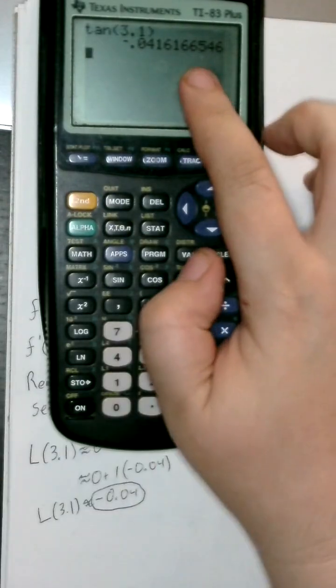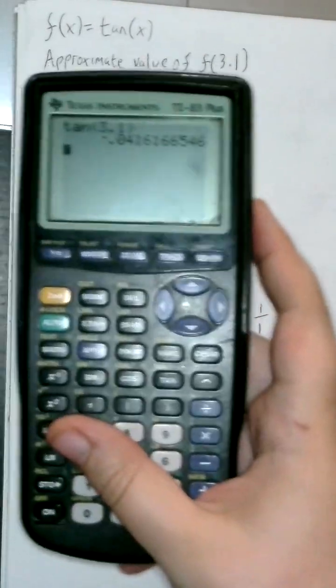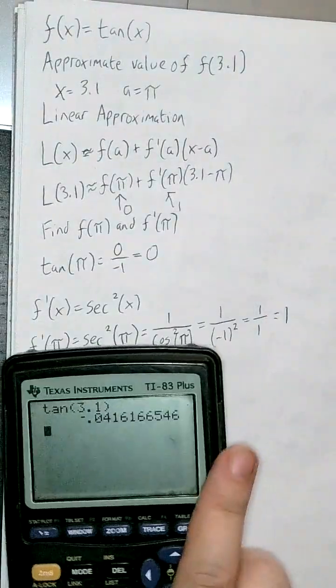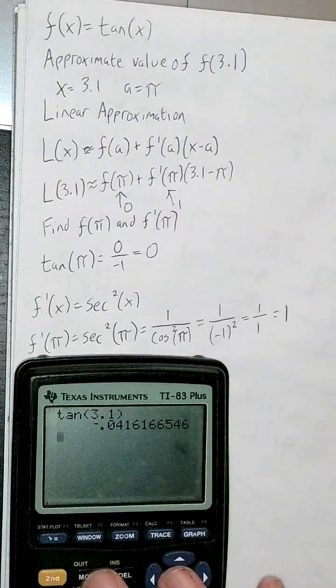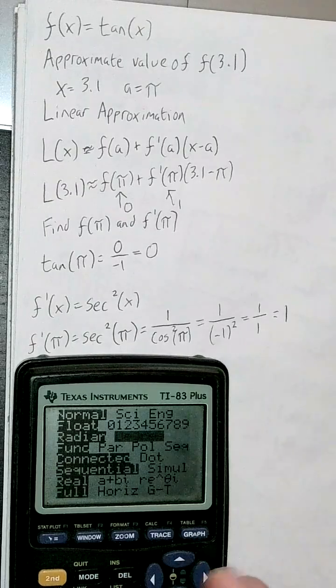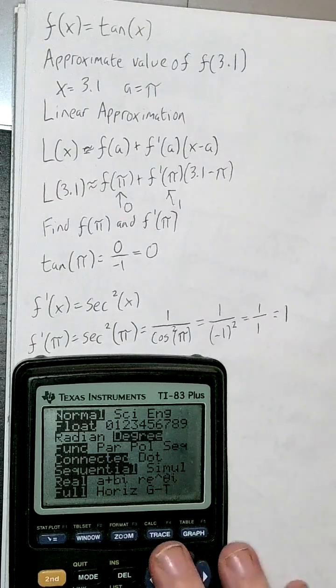Now, I wanted to show you the difference. This is in radians mode. What would it show if I were in degrees? Let me move my calculator down here. Let me go back to Mode. I'm going to go into degrees this time.